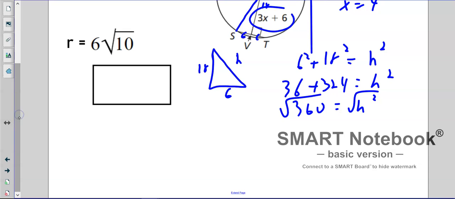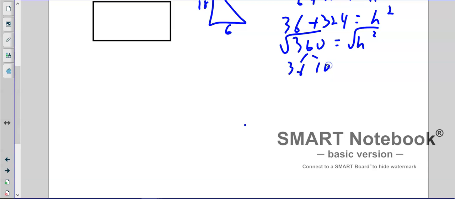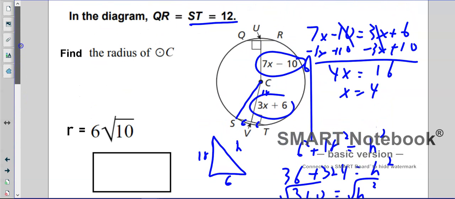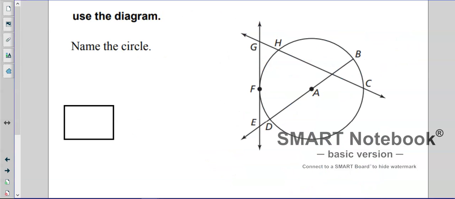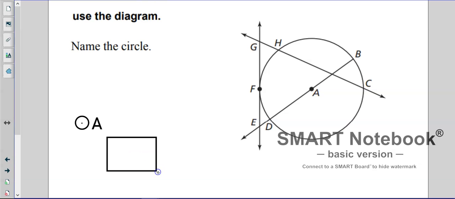Well, that breaks down. The magic number that goes into this is 36 times 10. And that's where we get the 6 root 10 for the radius. But we do need to find x first, and then do Pythagoras to find the hypotenuse. Name the circle. Well, that's simple. That's circle A. We put a circle with a dot in the middle, and just put the letter of the center.